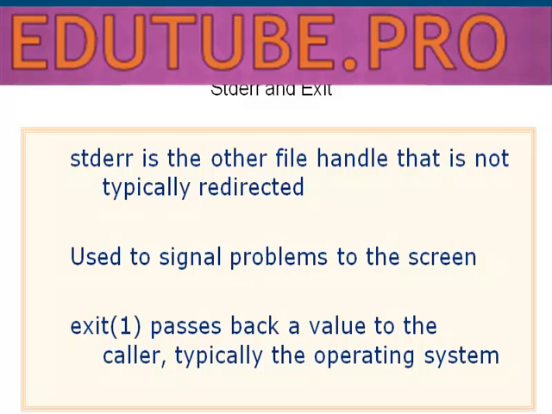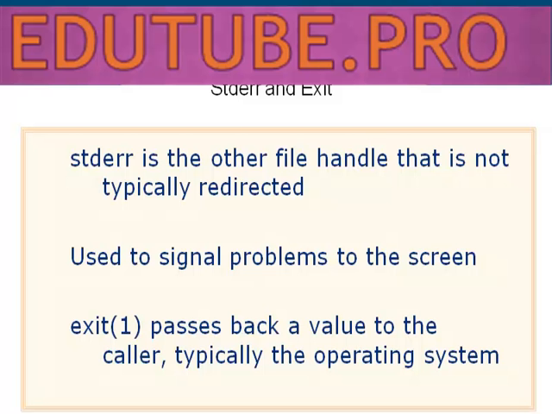Let's talk about standard error and the exit function. We already kind of discussed standard error when we were talking about standard in and standard out. Remember that standard error is the file handle that is not typically redirected. It usually opens to the screen, and that's where it stays. Now you can do a reopen on it and change where standard error goes, but that's not typically done because standard error is for the operators so that we can get information to them if the program is failing.